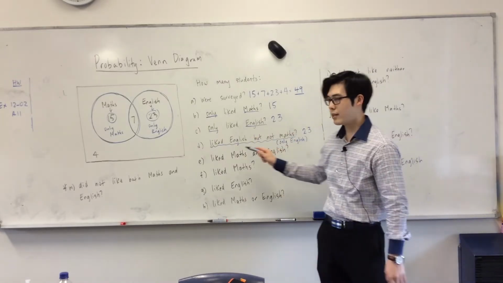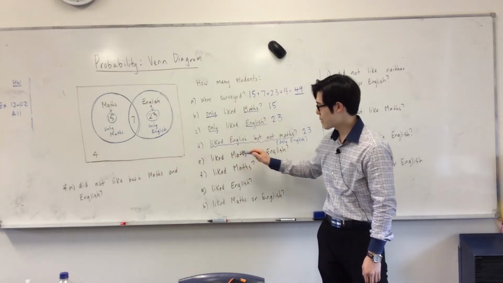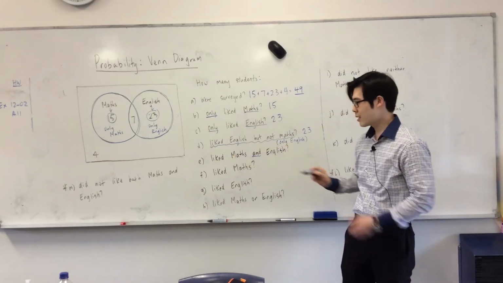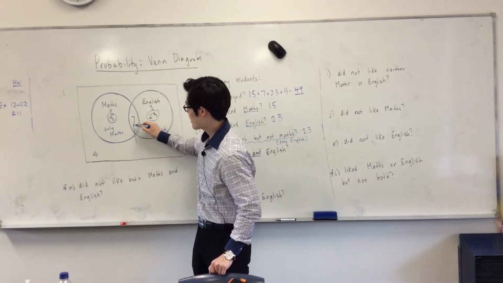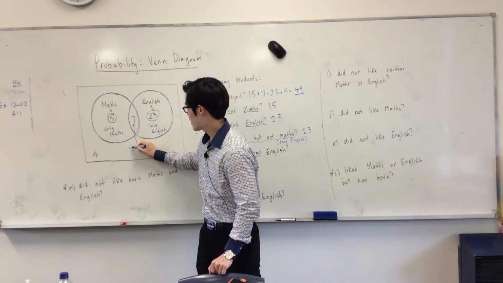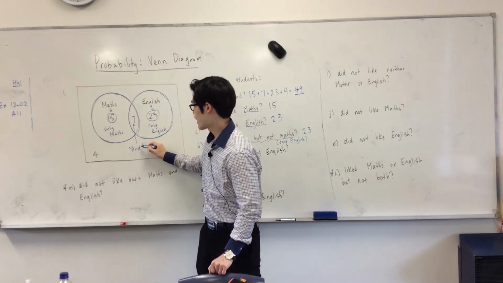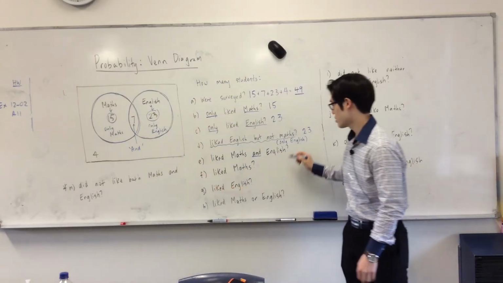Now, for the next question, how many students liked maths and English? That's the number that overlaps in between the two circles. That number in between the two circles, 7, is the number for students who like both maths and English. So the answer is 7.